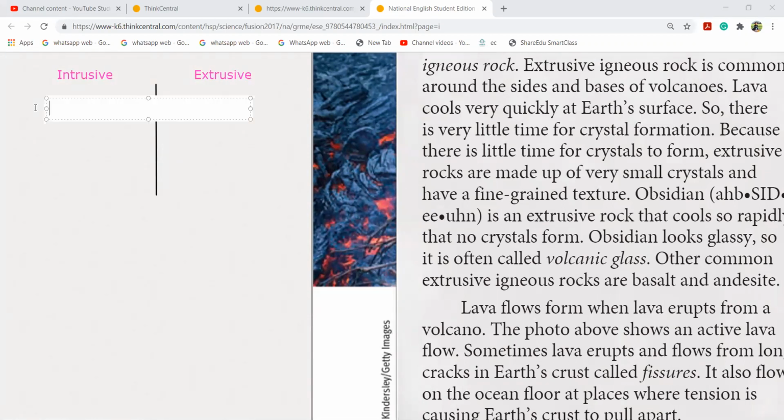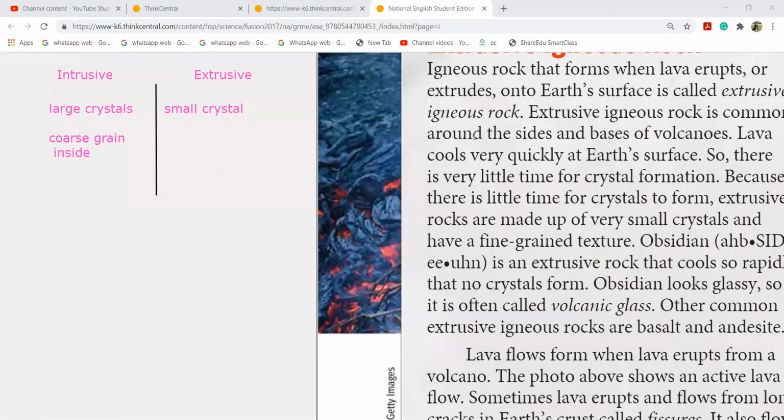Now here, in intrusive, you have large crystals, and in extrusive, you have small crystals. Similarly, when I talk about intrusive, I will say that they have coarse grain particles. And also they form inside the magma.